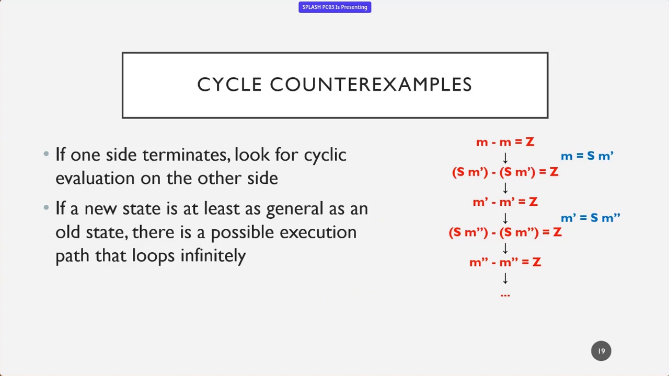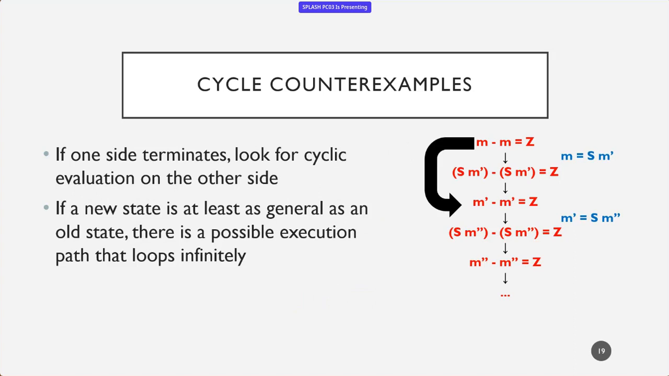On the right-hand side, we have z, which is a terminal expression. But on the left-hand side, we have m minus m, which we can keep reducing forever if we keep concretizing m with more and more successors. We notice this pattern as soon as we reach m prime minus m prime.